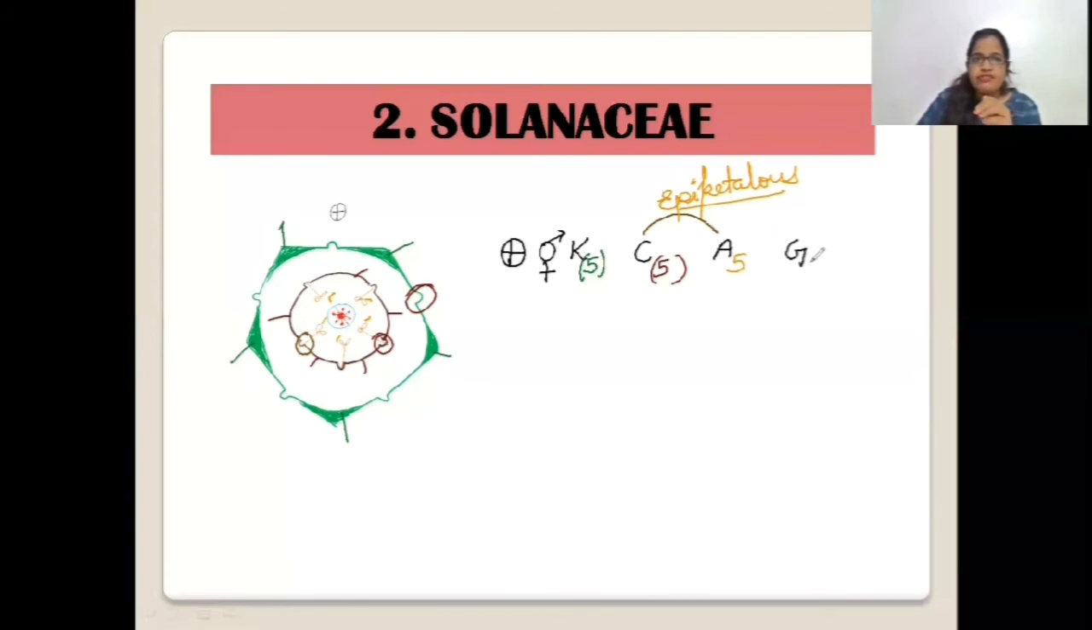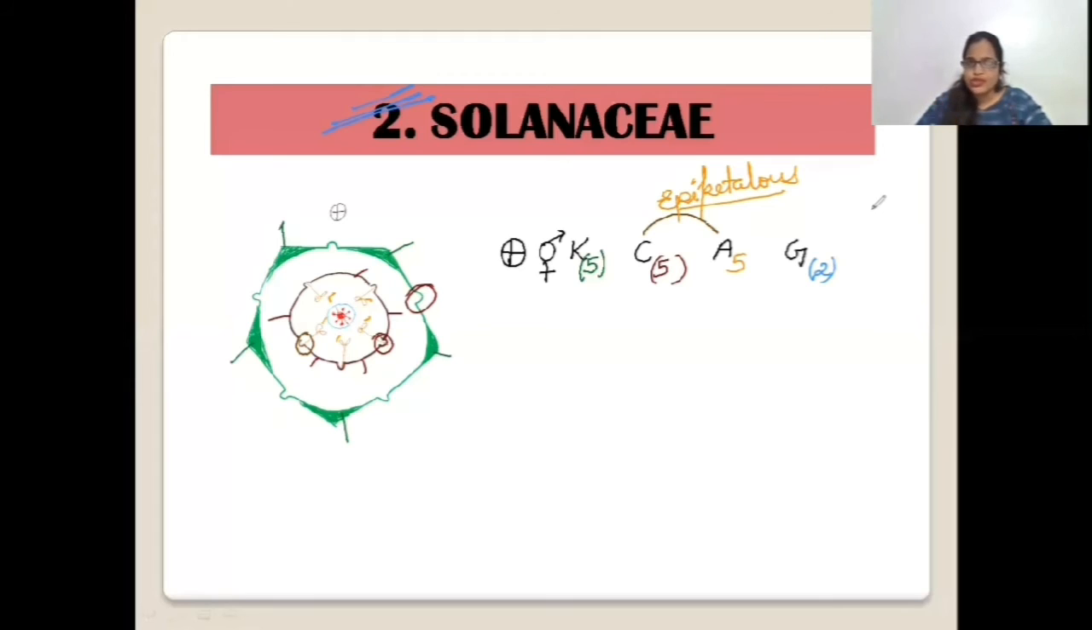Now we have the last whorl, that is the gynoecium. You can see that here two carpels will be there. Number two, where we are studying Solanaceae, two carpels, or two ovaries also we can remember, not an issue, because one carpel, one ovary. Here, remember all the families you have to study, all of them will have fused carpels.